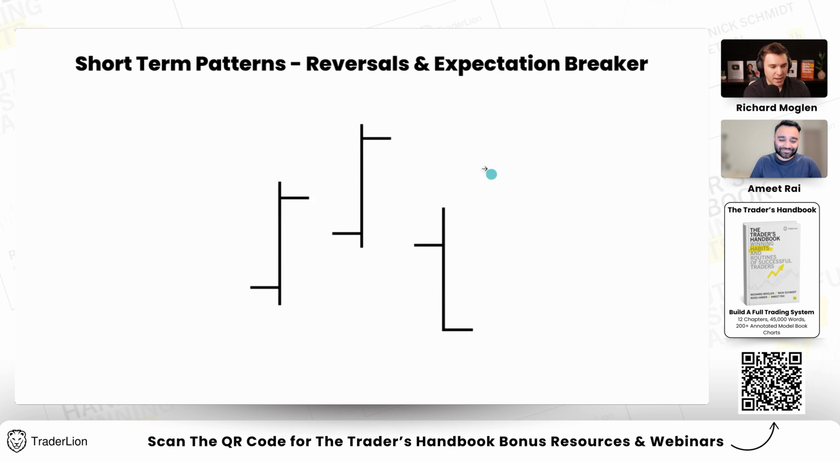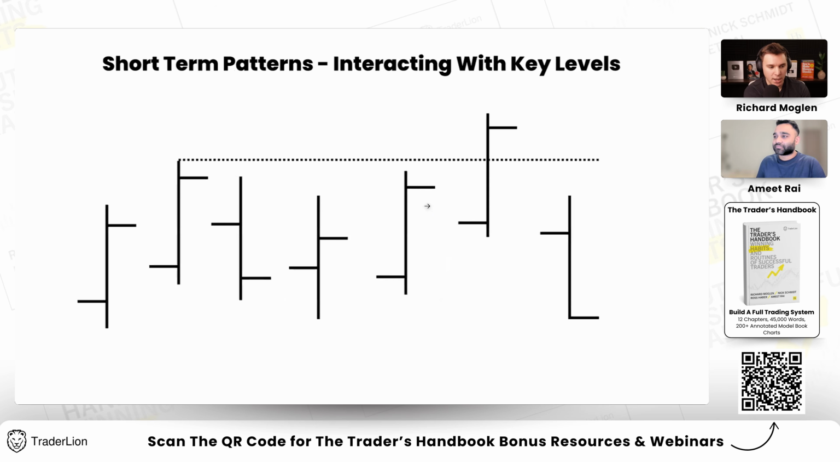All right, then we've got this one here. 2 strong days, negative expectation breaker. Again, a potential change in momentum, short-term momentum. Maybe this was a failed breakout that then falls and resumes to the downside. This is something to be aware of. And this is, again, a kind of key thing I want to talk about. How do these patterns interact with key levels?